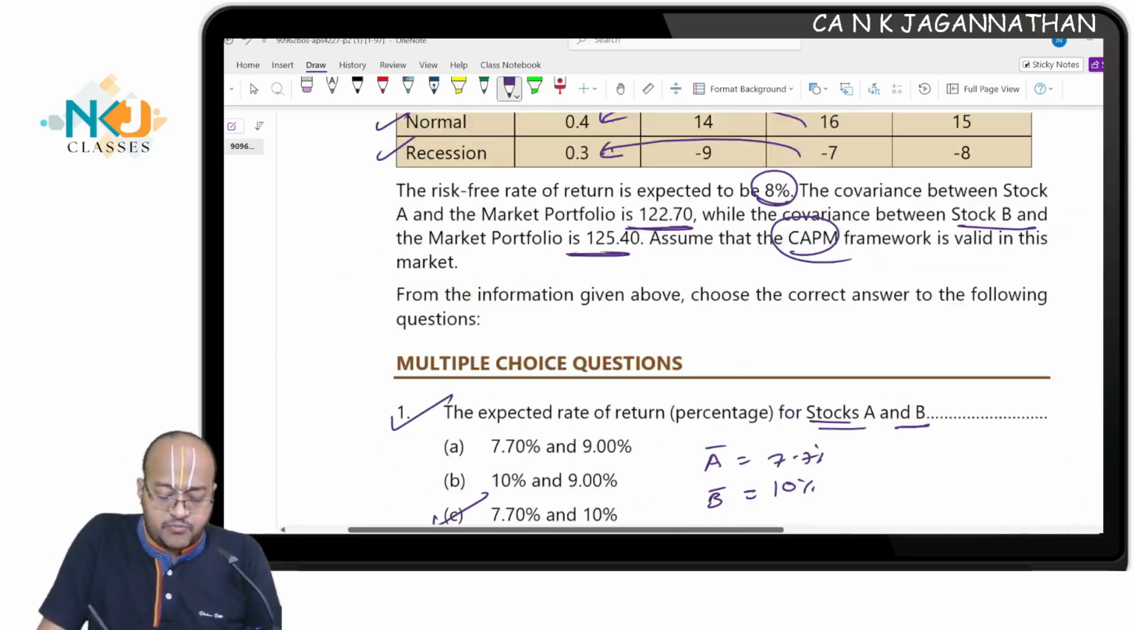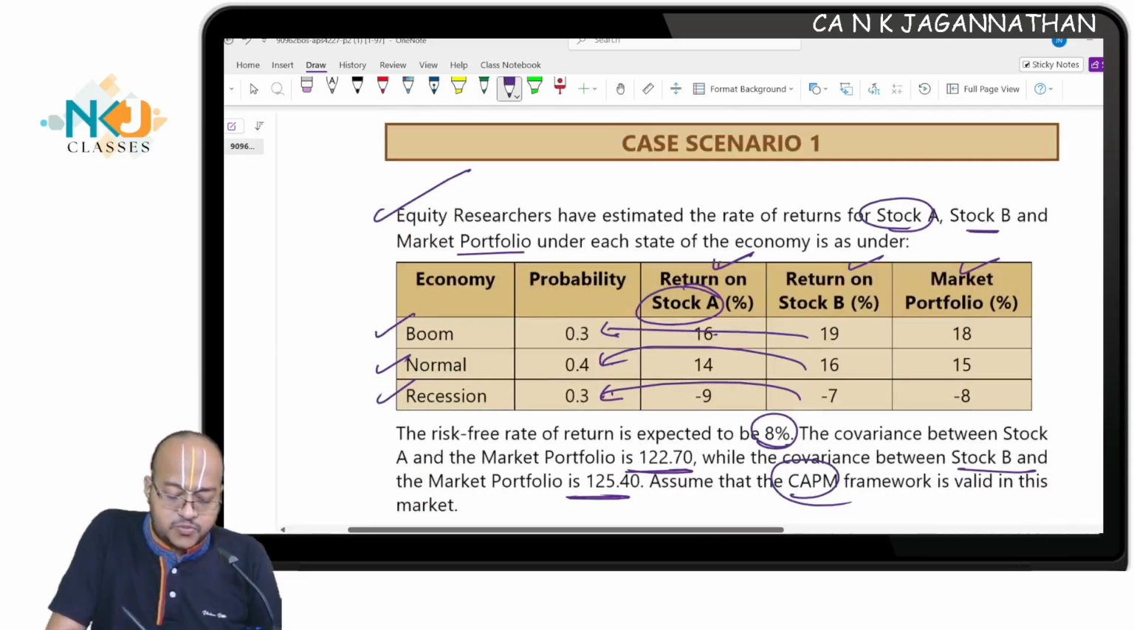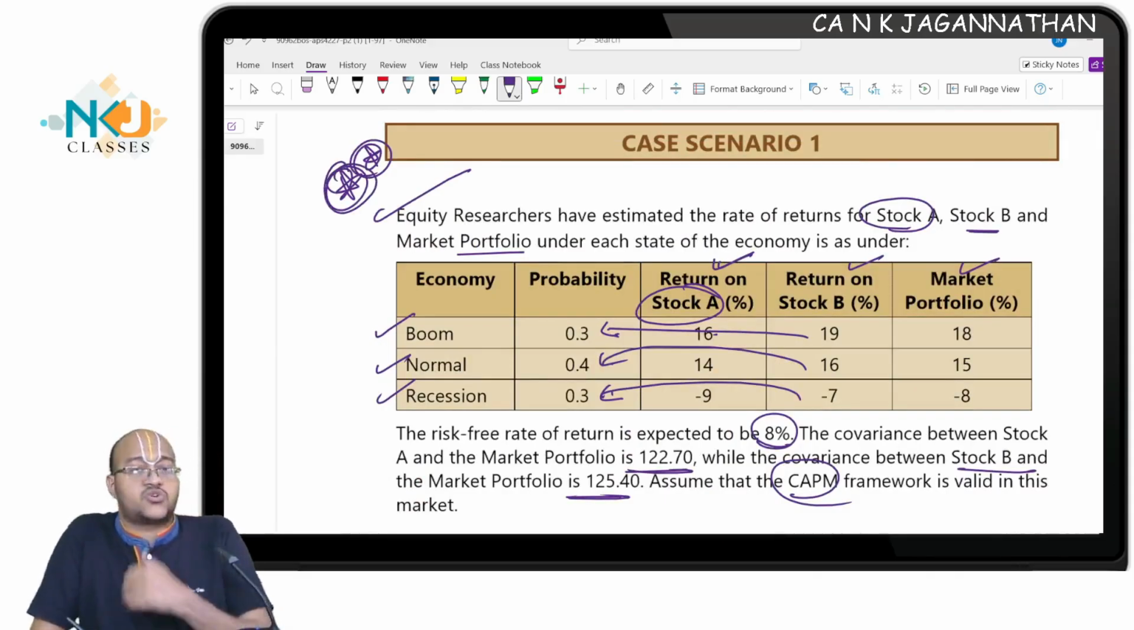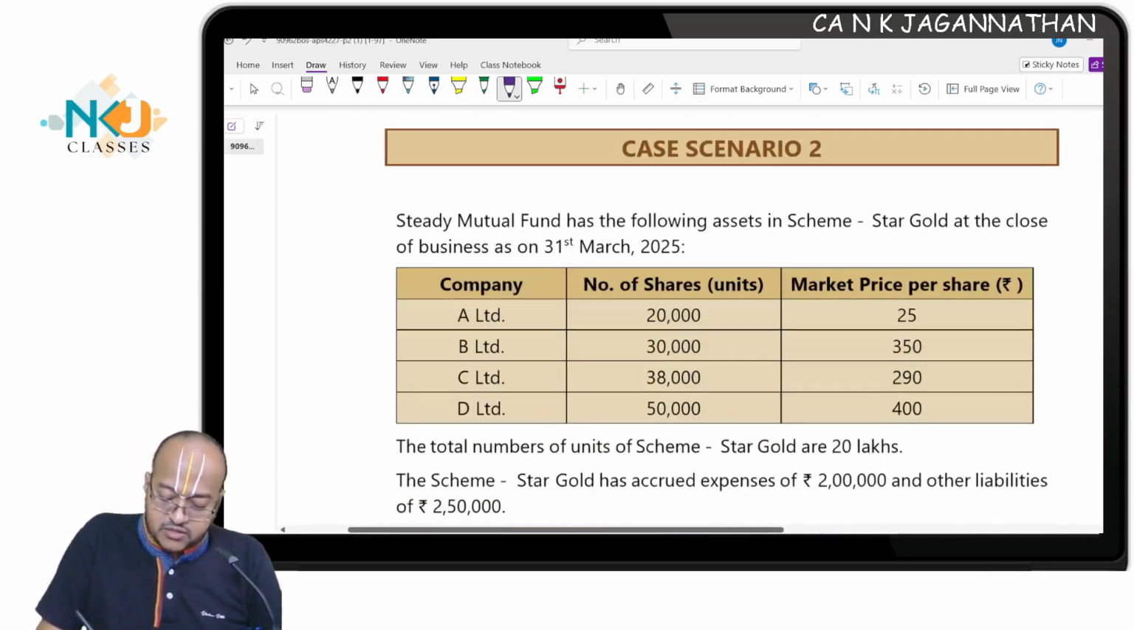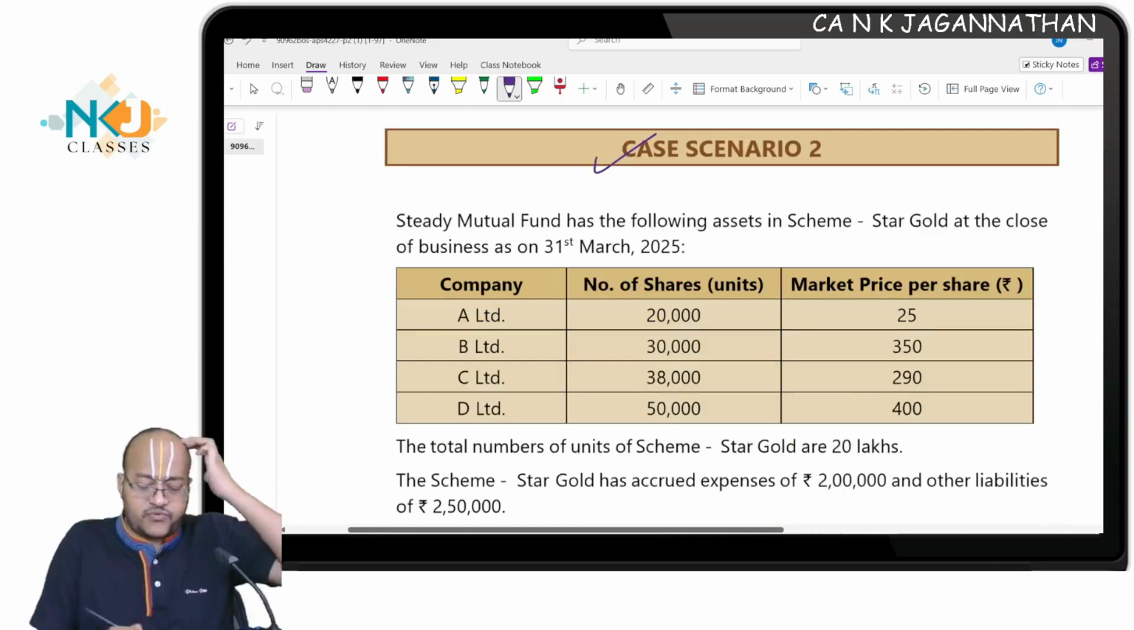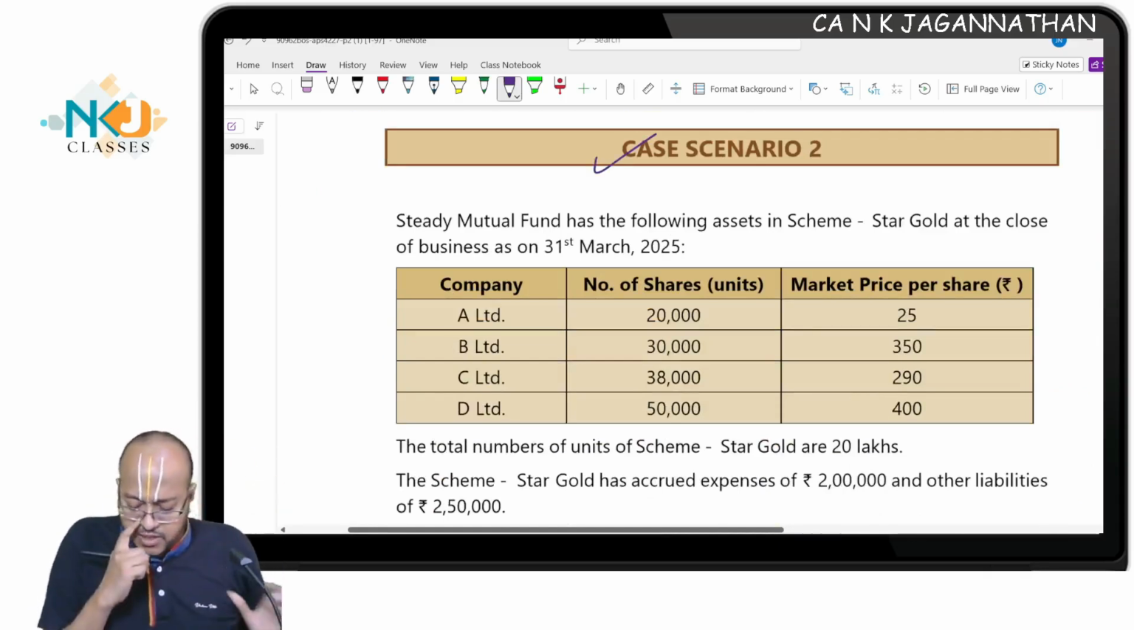Very good quality case study. I would say this is very important to understand the difference between expected and required rate of return and the under and overvaluation based on expected and required rate of return. Very good question. Now, next, take case scenario 2. This is very simple and straightforward. Anyway, I will discuss within a minute and then move on.